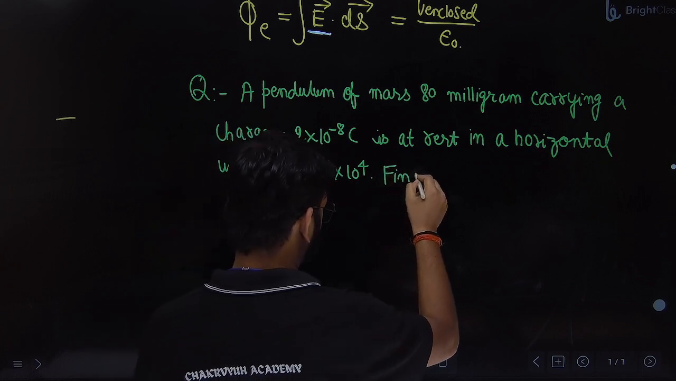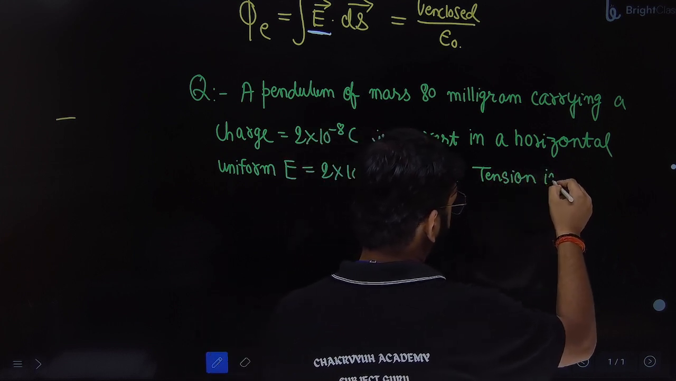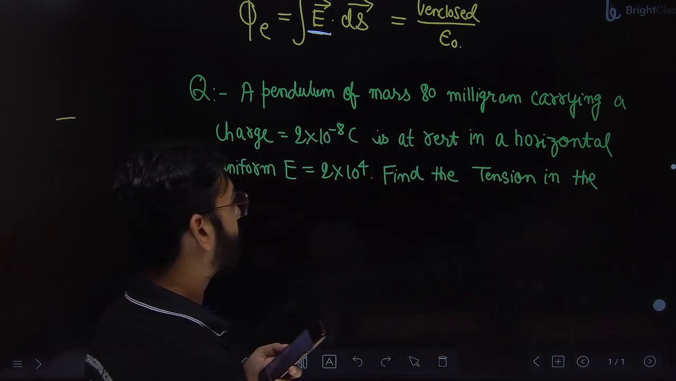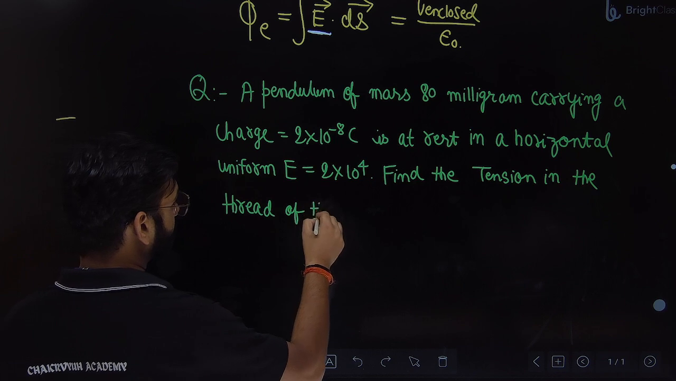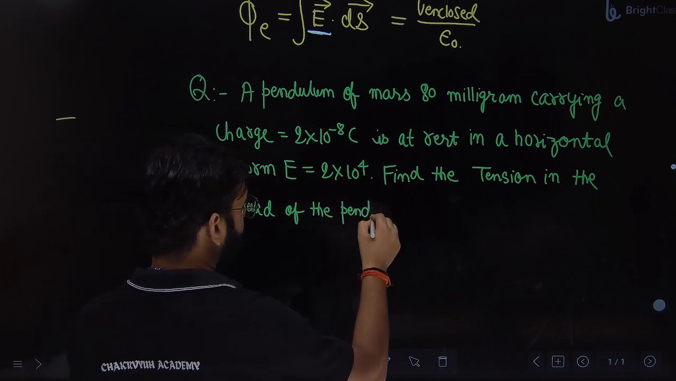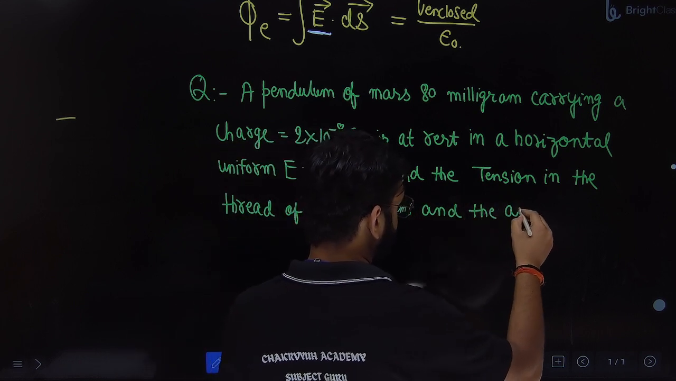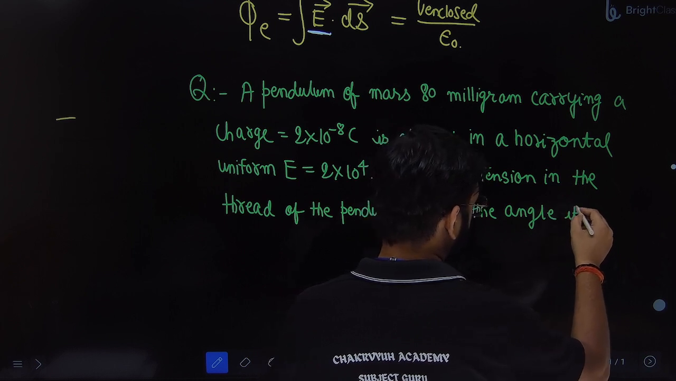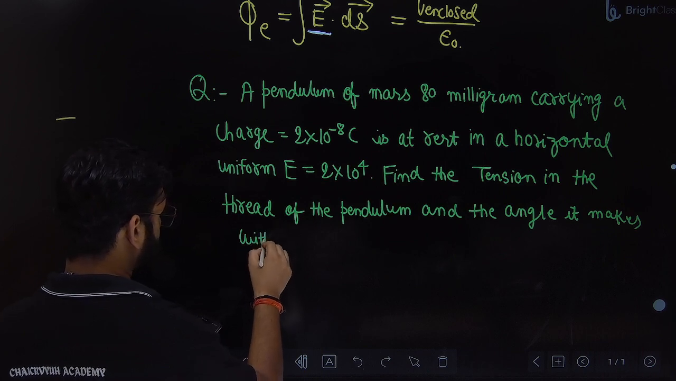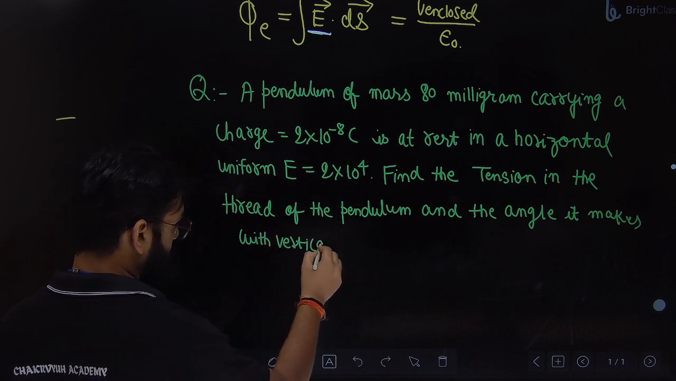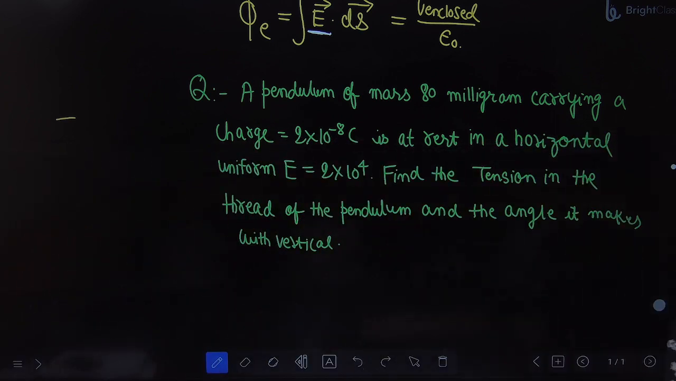So you need to find the tension in the thread of the pendulum and the angle it makes with the vertical. This is the question.